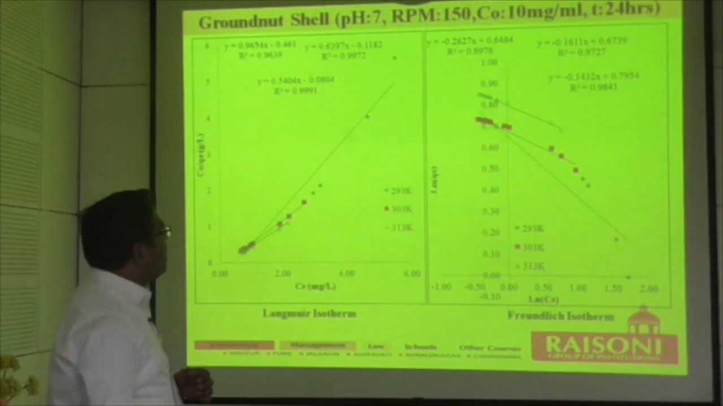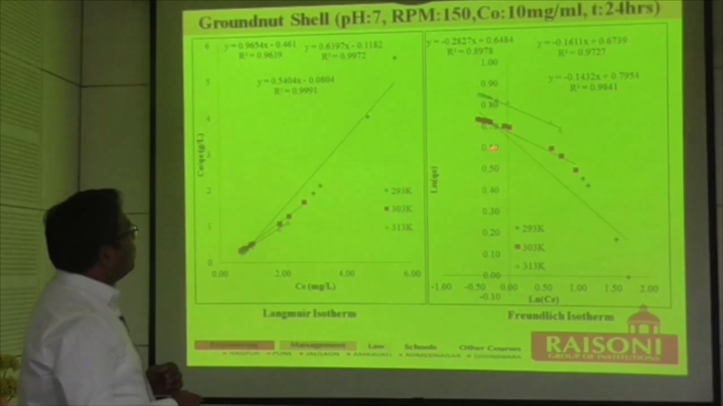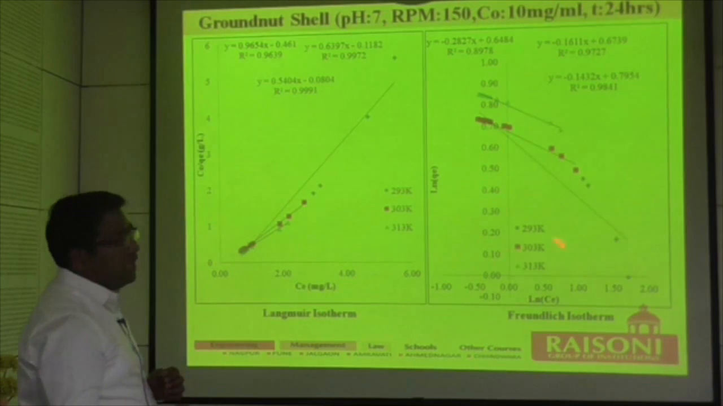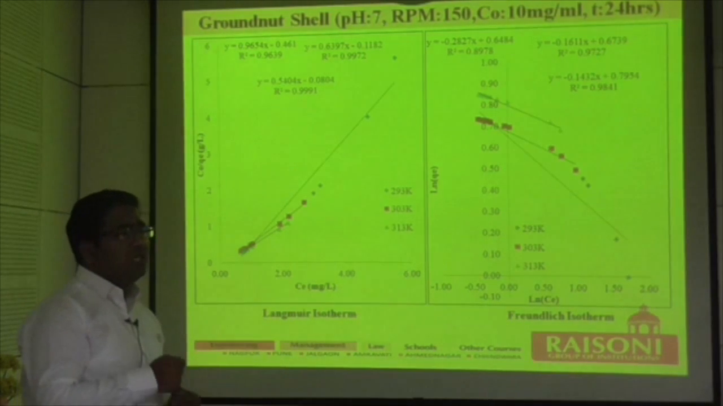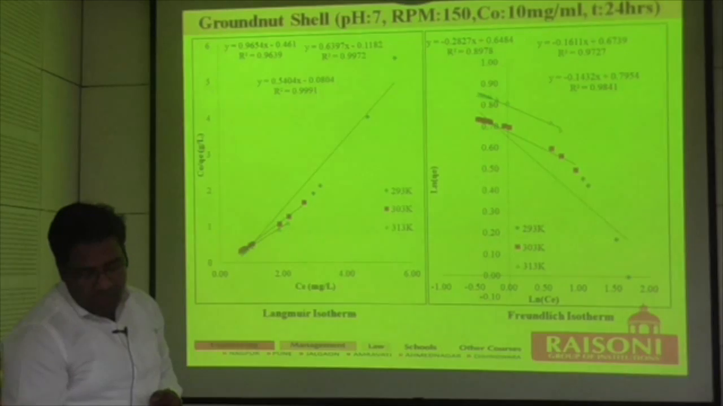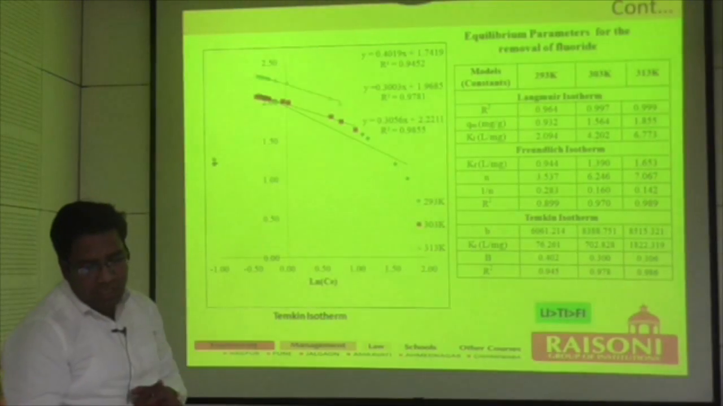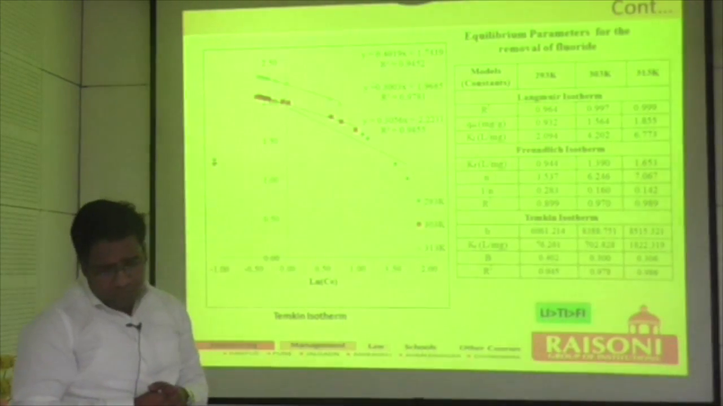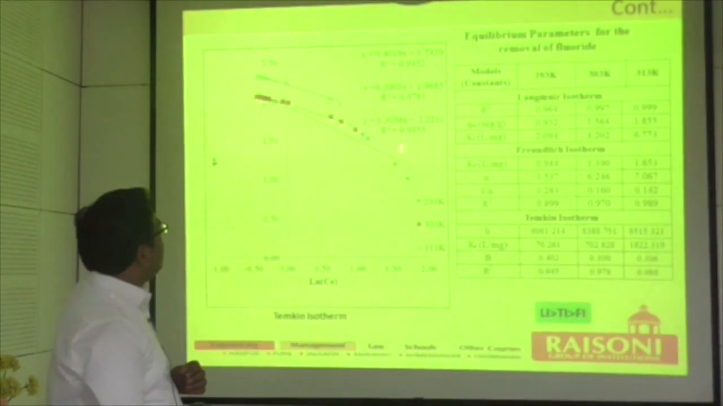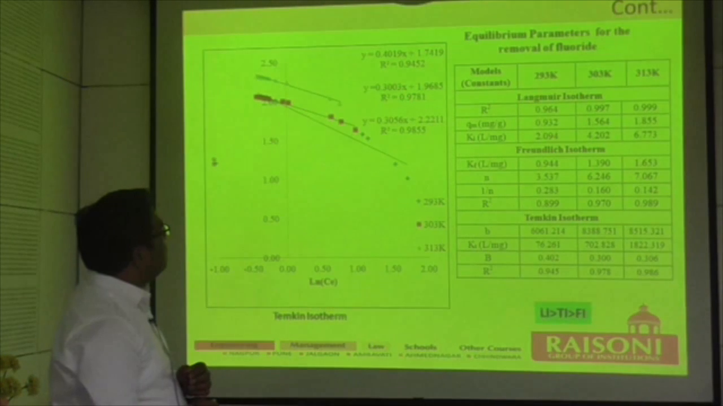Then for Freundlich, again we can see the equation. These are the linear plots, plotted between ln CE versus ln QE. Again the coefficient of regression values are 0.89, 0.97, 0.8. It also follows the Freundlich, which is heterogeneous. Both processes are followed. Then for Temkin, here also we are getting good results: 0.945, 0.97, 0.95.